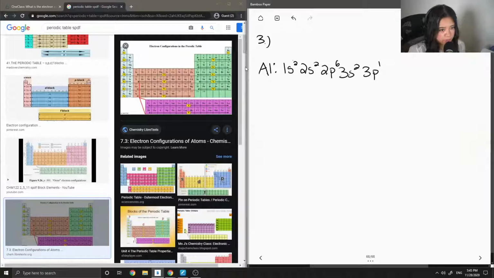And we can also write down the shorthand configuration. The nearest noble gas that comes before aluminum is neon. So I can write neon in square brackets. And then continuing on, 3s2, 3p1.